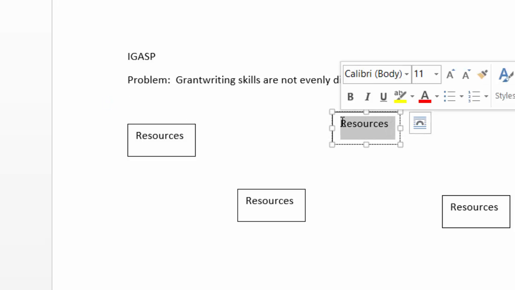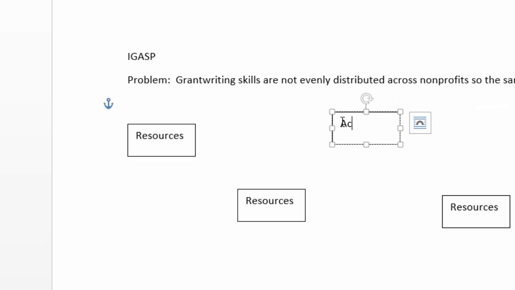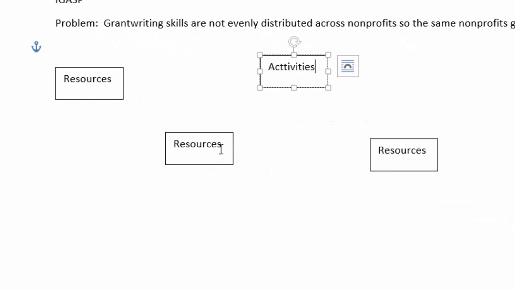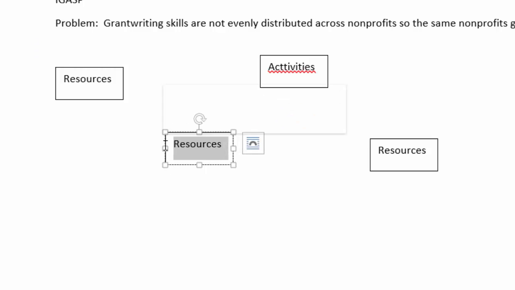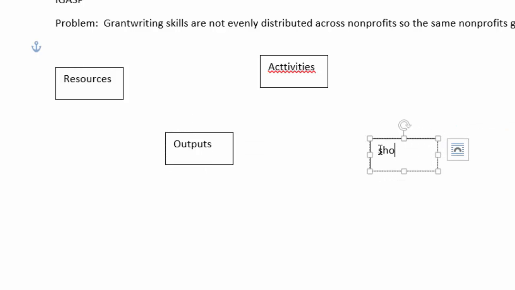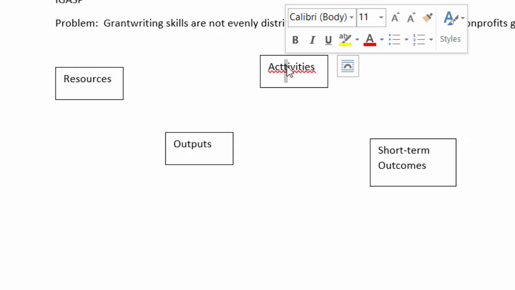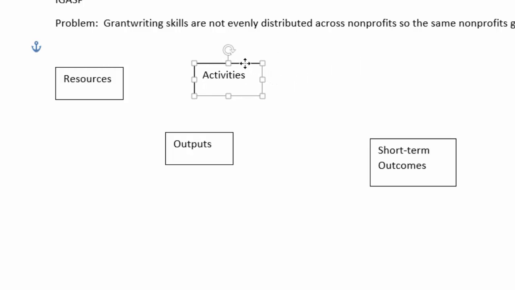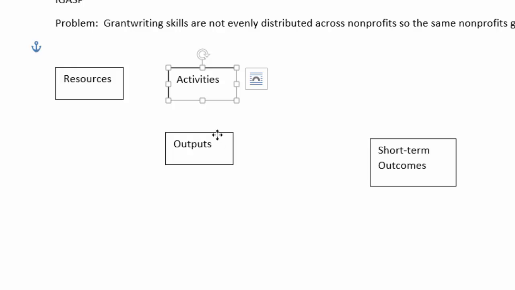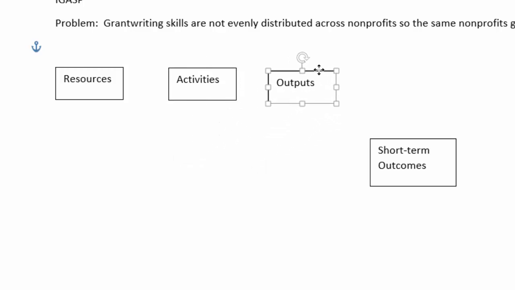And then this one could be activities. This one can be outputs. This one can be short term. And you can resize them. So then we move these where we need them, like that. You highlight them, grab them, and then short-term outcomes.